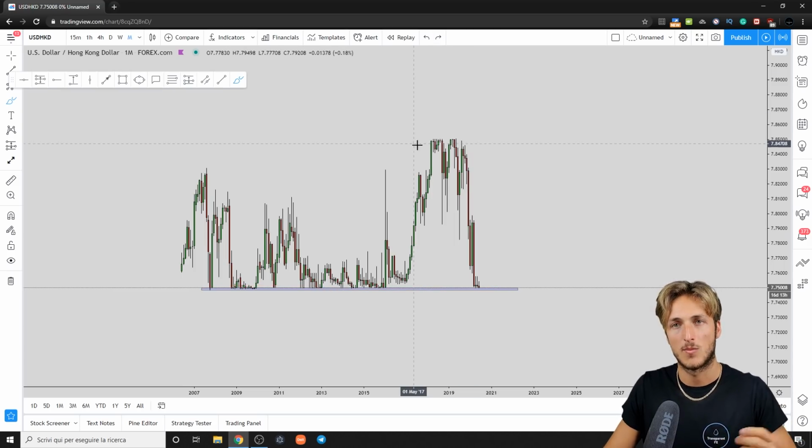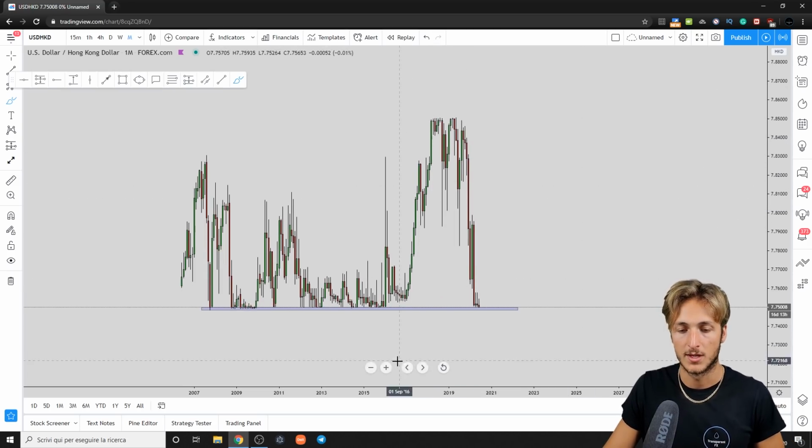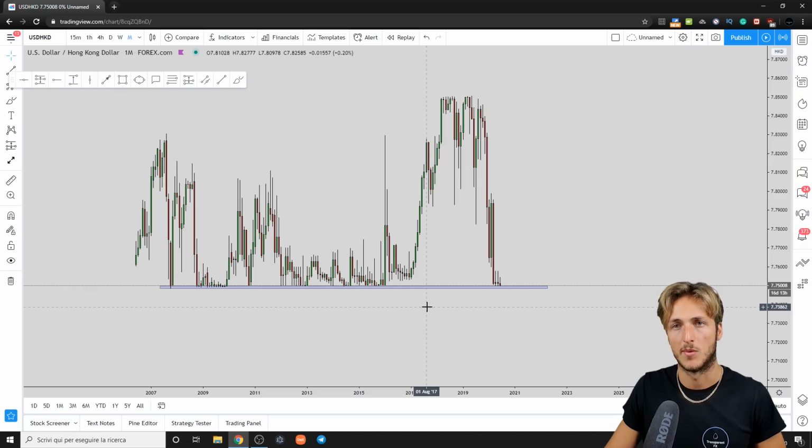However, there is a problem with this area. Why? With this pair actually. What is the problem? Is the spread the problem? No, the spread, if you have a good broker, will be very small.